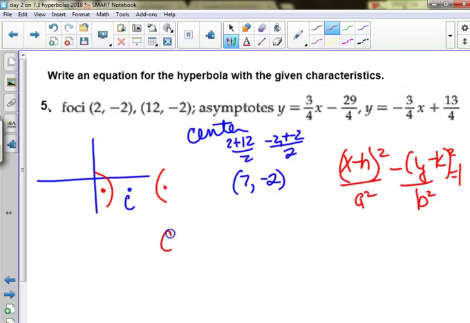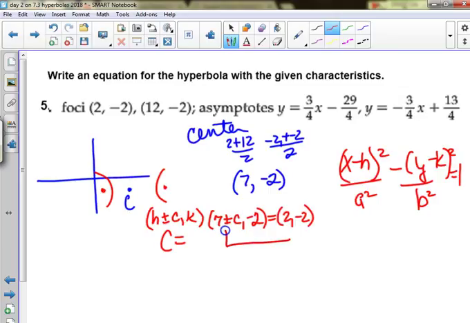We can find C. C comes from the foci when it opens sideways. The foci are at h plus or minus c, comma k. Our h is 7, our k is negative 2, and one of the foci is at 2, negative 2. So 7 plus or minus c equals 2 would make c equal what? Negative 5, but the sign doesn't matter, which means c squared is 25.